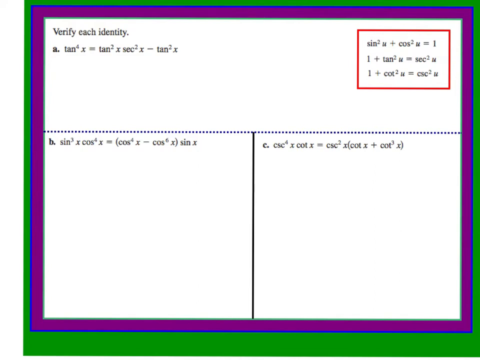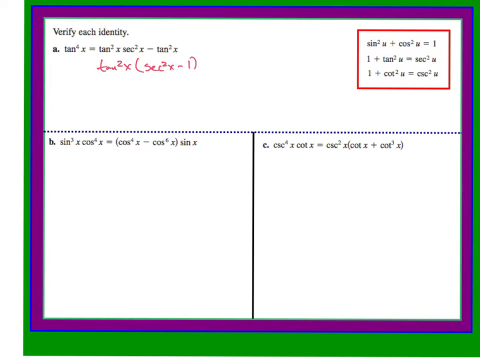What could we do to the right side? I don't want to go to sines and cosines right now. We don't have an identity yet. What can we do? Factor out a tangent squared. I like that better. All right, so let's factor out a tangent squared. And what are we left with? So now it's just secant squared minus 1.